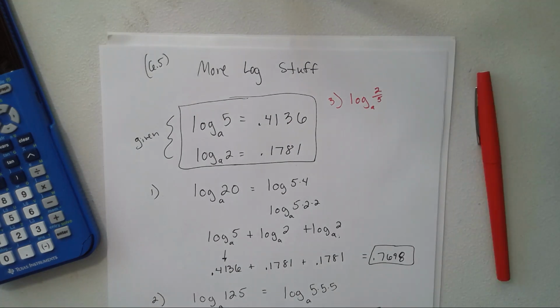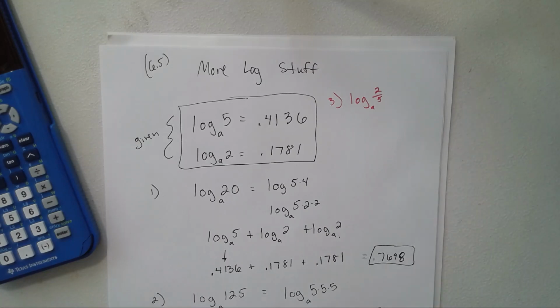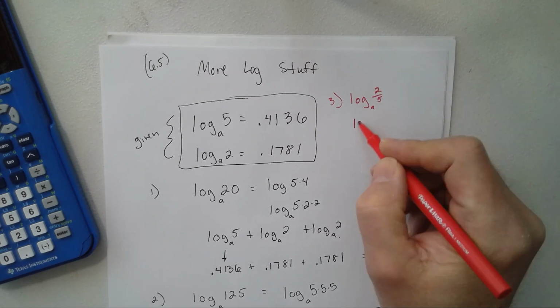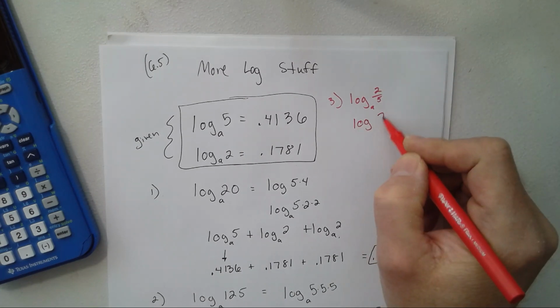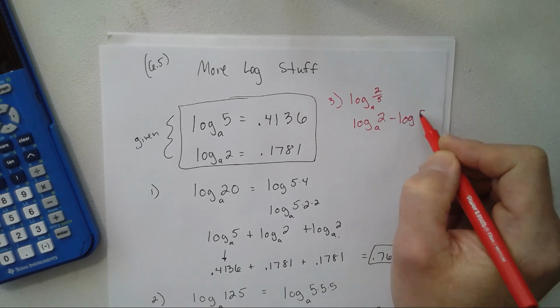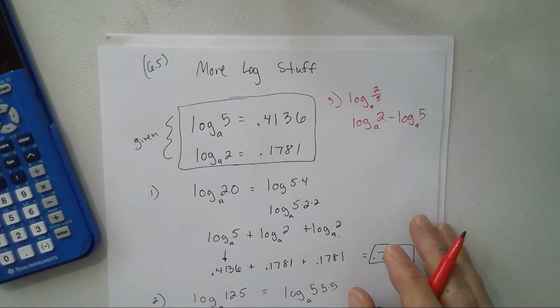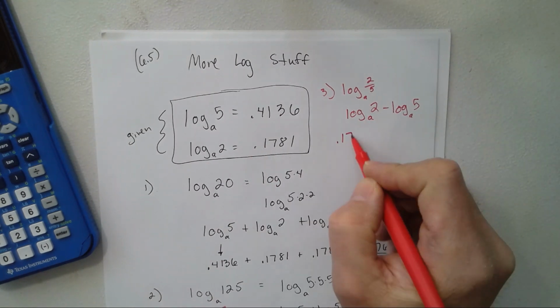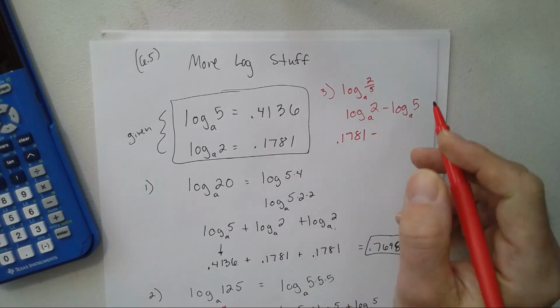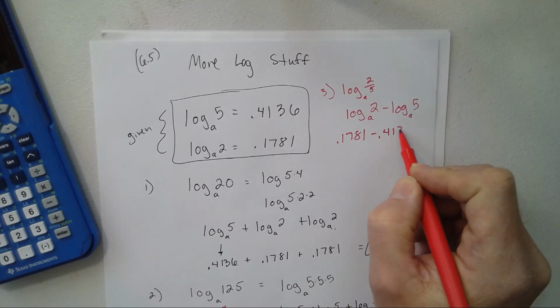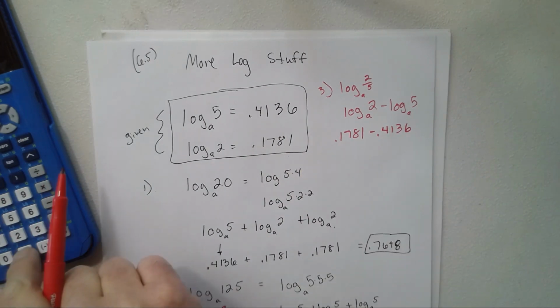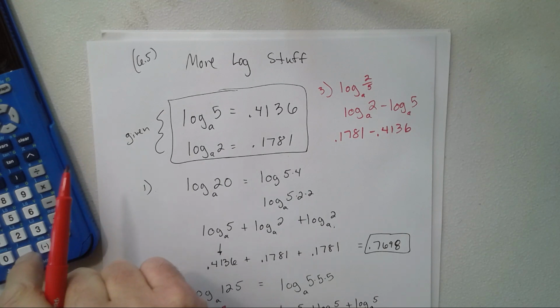Alright, so if you're following along and understanding, you probably saw that we need the quotient rule where you divide them, and then you can rewrite them by subtracting. So it would be the log of 2 minus the log of 5. And then these are given to us. So 0.1781 minus 0.4136, because that's what the log of 5 base A is. And then we get our answer, 0.1781 minus 0.4136.